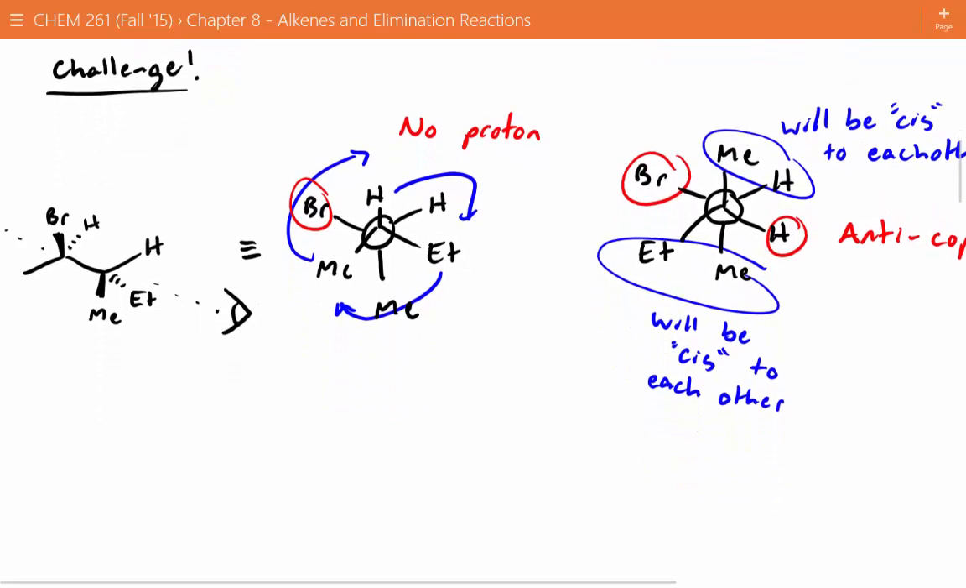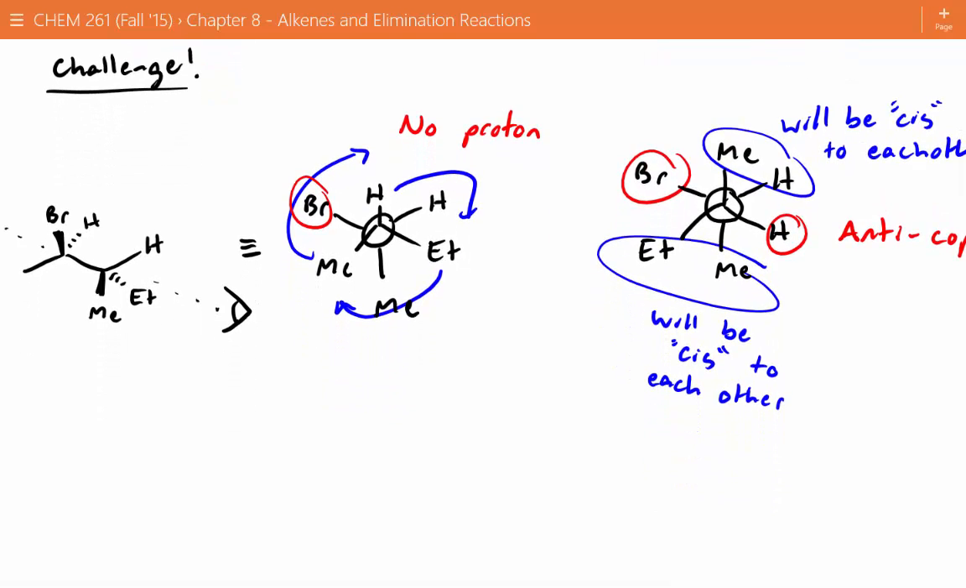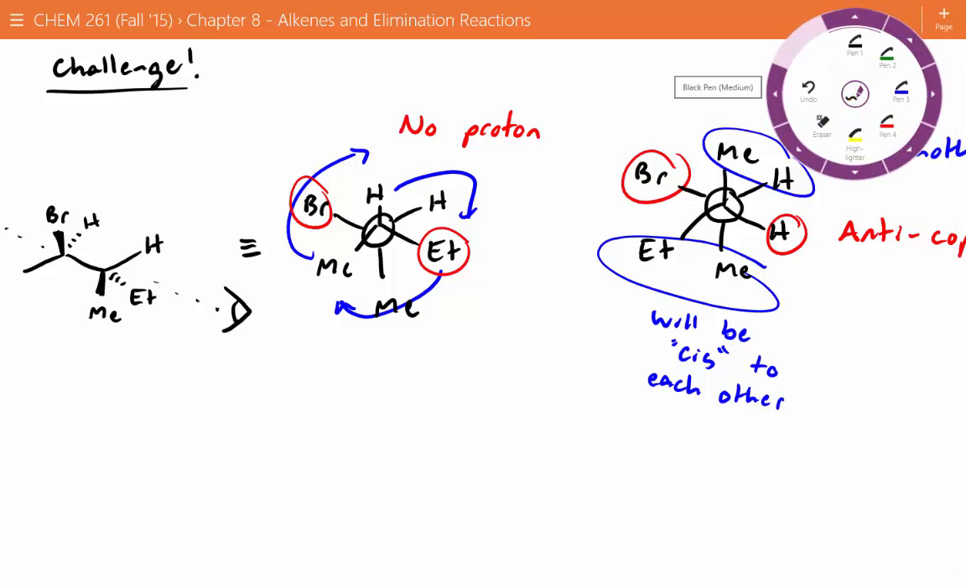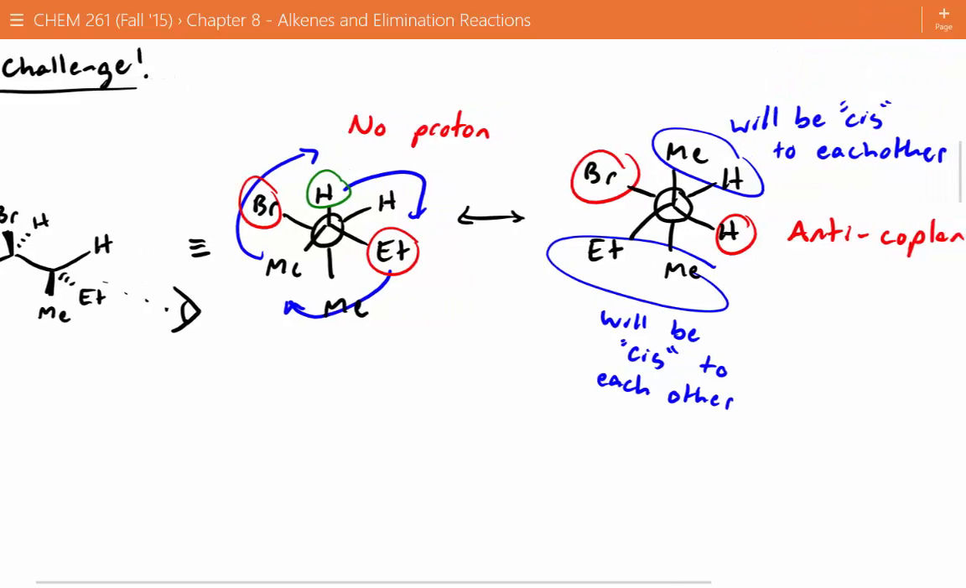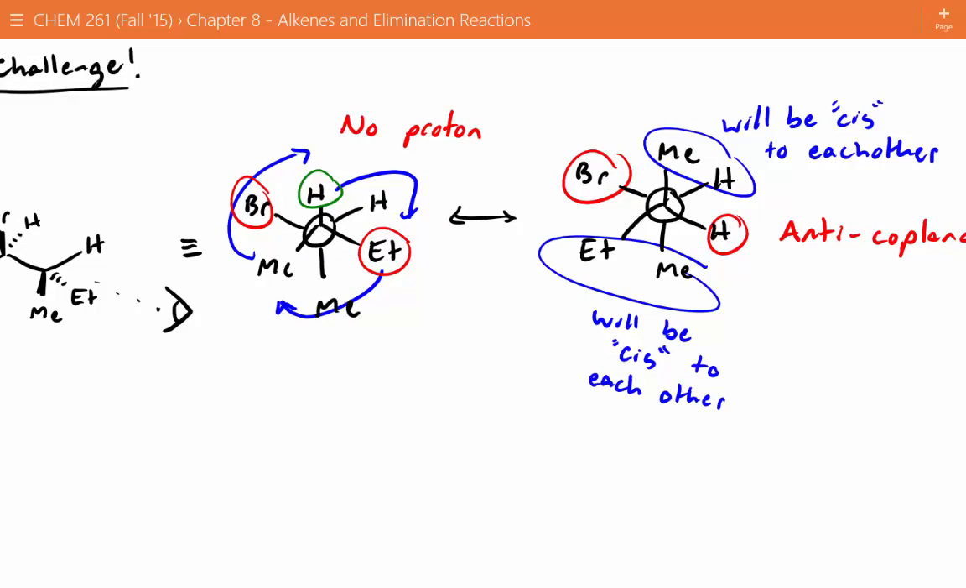Our challenge problem that we left with yesterday was the one drawn on the left, where in the conformation shown, we don't have an anticoplanar beta proton. In fact, the ethyl group is anticoplanar to our leaving group, so that doesn't work. In order to correct for this, we have to rotate this molecule so that the proton on the front carbon is now anticoplanar. So this proton up here, we need to rotate into an anticoplanar position. And as we were leaving, I said that the methyl group and the hydrogen are going to end up being cis to each other, and the ethyl group and the methyl group will also be cis to each other.